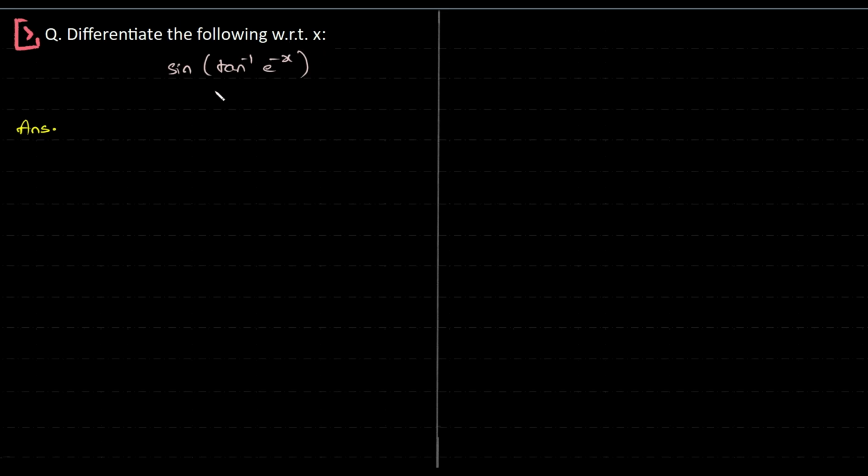Differentiate the following with respect to x. So first thing is we have y is equal to sine of tan inverse of e to the power of minus x. So how many times or how many chain rules do we see over here?